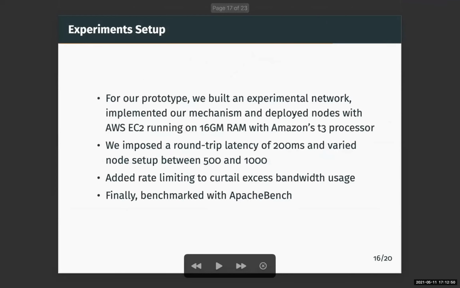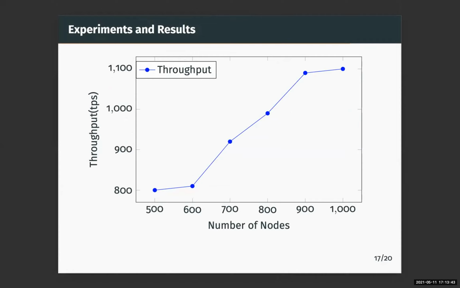Okay, so I'll move on to the experiments and the results. For our experiments, for the prototype, we built an experimental network, implemented our mechanism, and then deployed nodes with AWS EC2 instances on a 16 gig RAM server with Amazon's T3 processor. We implemented this entire protocol. We imposed a round trip latency of 200 milliseconds, and then we varied the node setup between 500 and 1,000 nodes. We added rate limiting to curtail excess bandwidth usage from the nodes. And then finally, we benchmarked the system with Apache Bench, which is an open source tool for benchmarking distributed systems like this. So these are the results of our experiments.